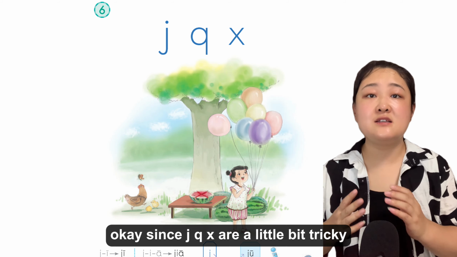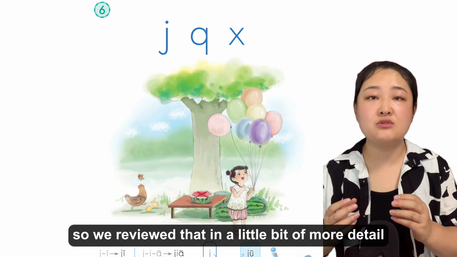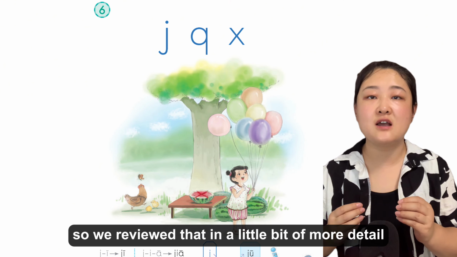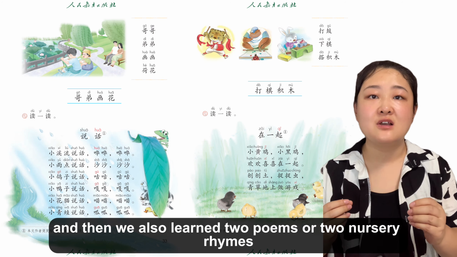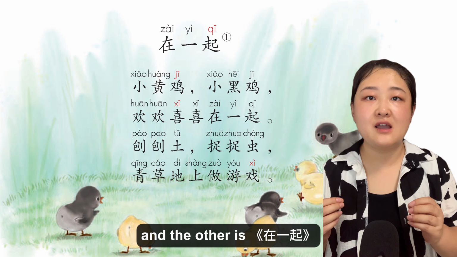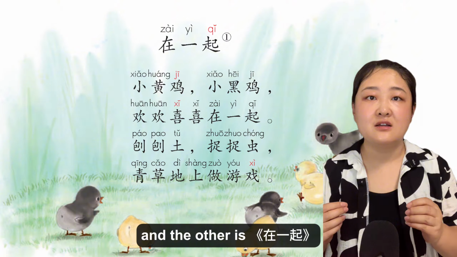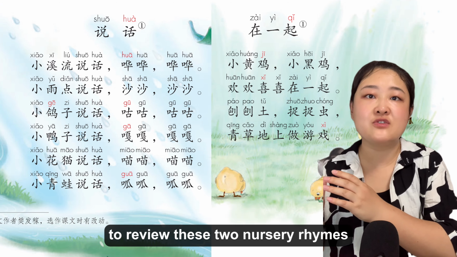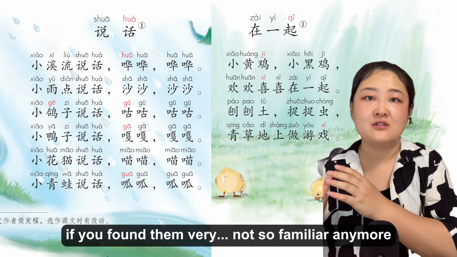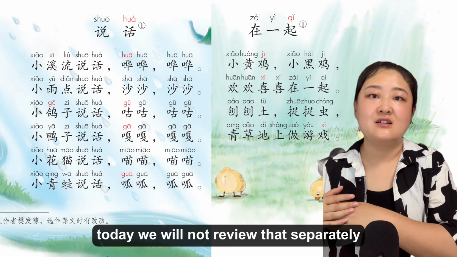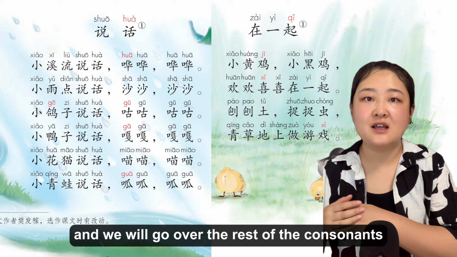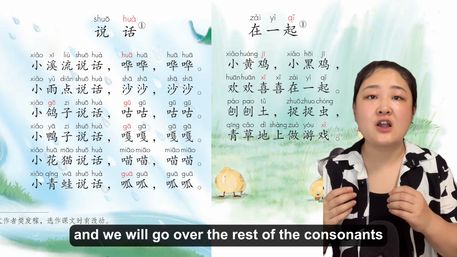Okay, since ji, qi, xi are a little bit tricky, we reviewed that in a little bit more detail. And then we also learned 2 poems or 2 nursery rhymes. One is 说话, and the other is 在一起. Go back to the previous episode to review these 2 nursery rhymes if you found them not so familiar anymore. Today we will not review that separately, and we will go over the rest of the consonants.